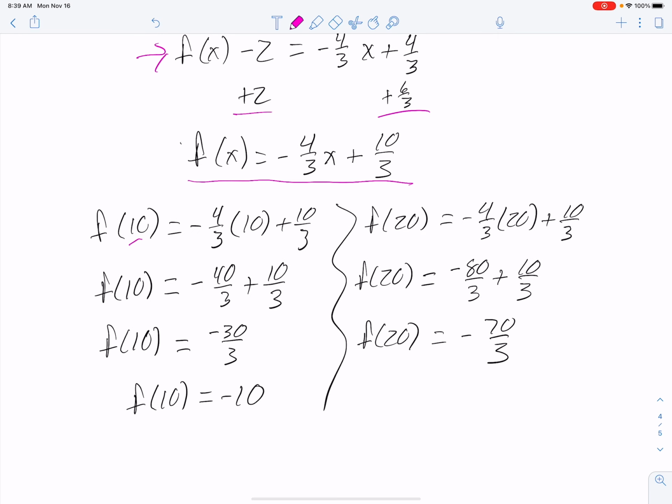From there, I substitute in 10, getting -40/3 plus 10/3, which gets me -30/3, and reduces to f of 10 equals -10. Substitute in 20 for x, gets me -80/3. -80/3 plus 10/3 gets me -70/3.